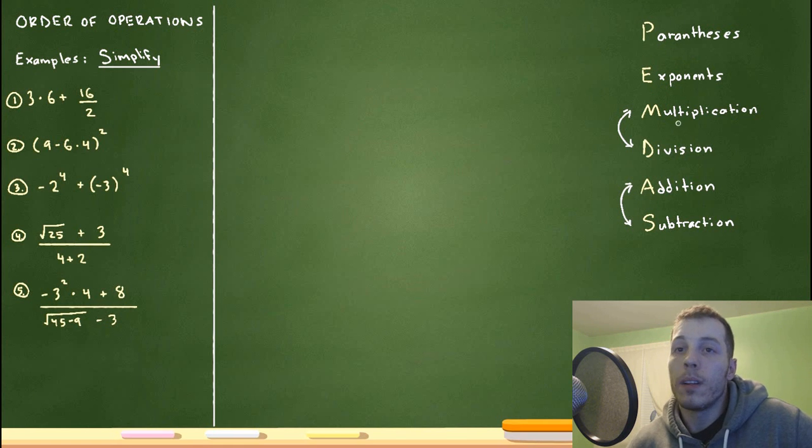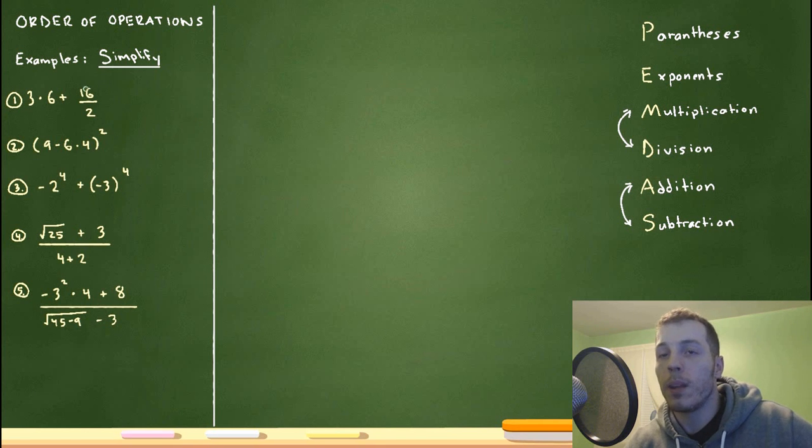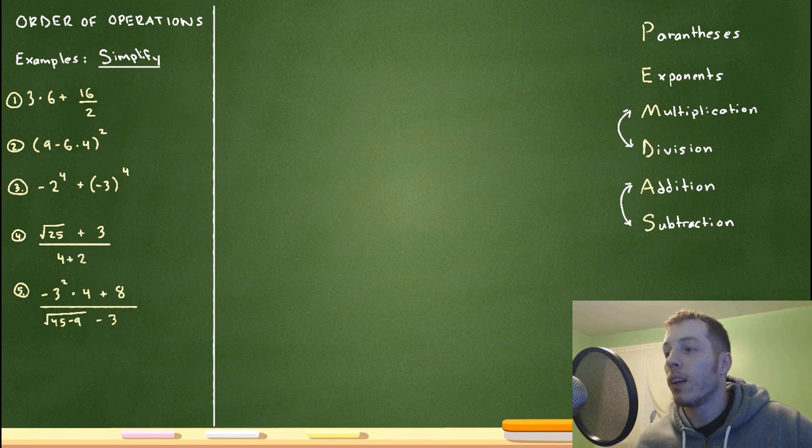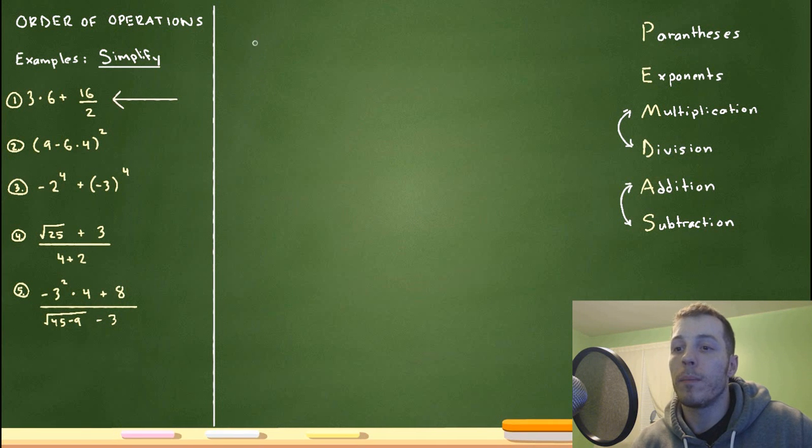So let's go ahead and put this into practice by beginning with number 1 here. And by the way, you could click on any of these problems here to go straight to that problem. So moving on, let's have example 1 here. So for example 1, we have 3 times 6 plus 16 over 2.